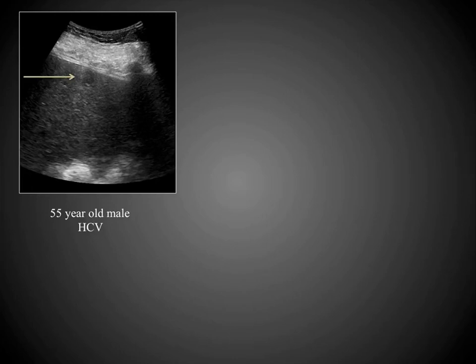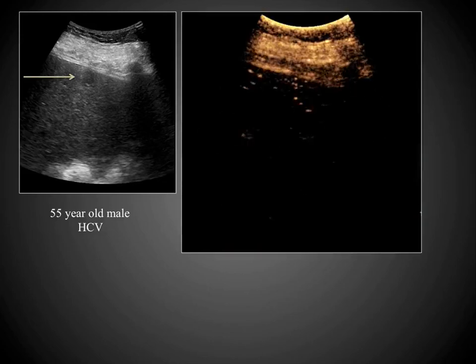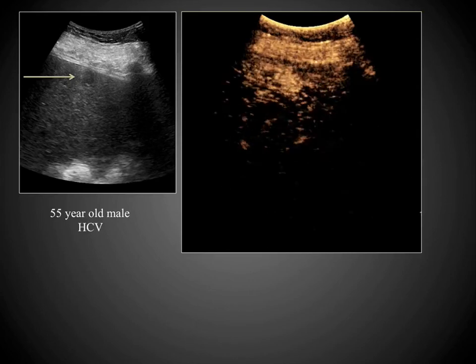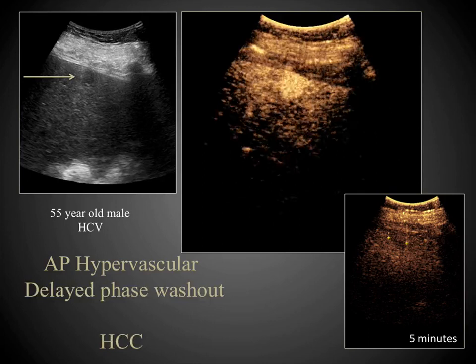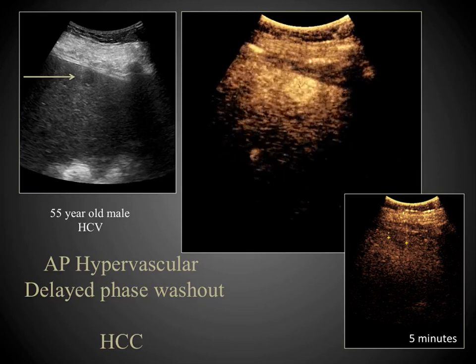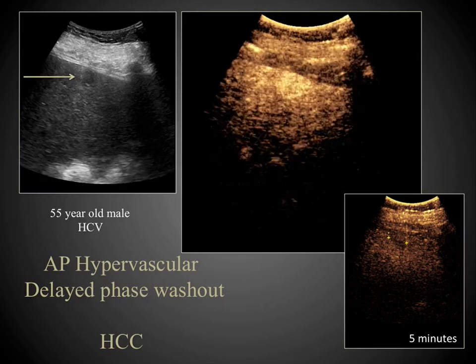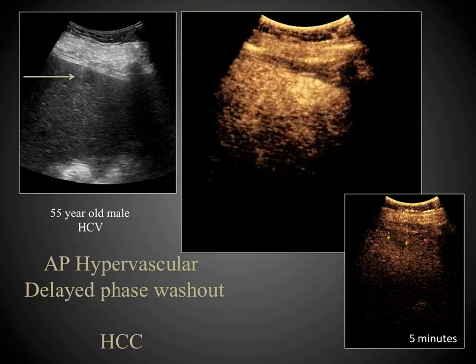To show the value of CEUS for evaluation of nodules found on surveillance ultrasound, we will look at two similar risk patients for HCC. The first is a 55-year-old male with a small superficial hypoechoic nodule marked by the arrow. CEUS shows a hypervascular nodule with weak washout at 5 minutes, consistent with HCC. This study facilitates performance of CT or MR scan for staging prior to initiation of therapy.